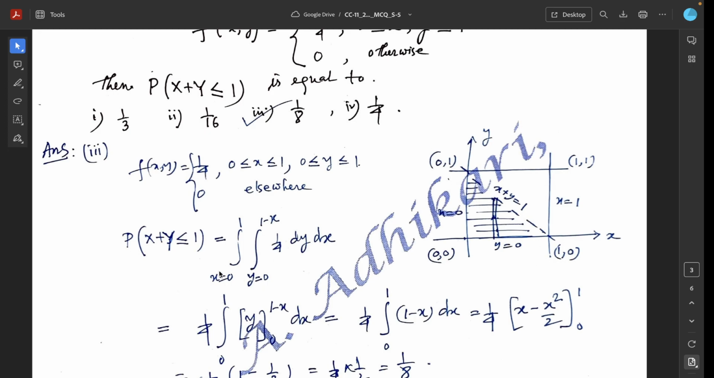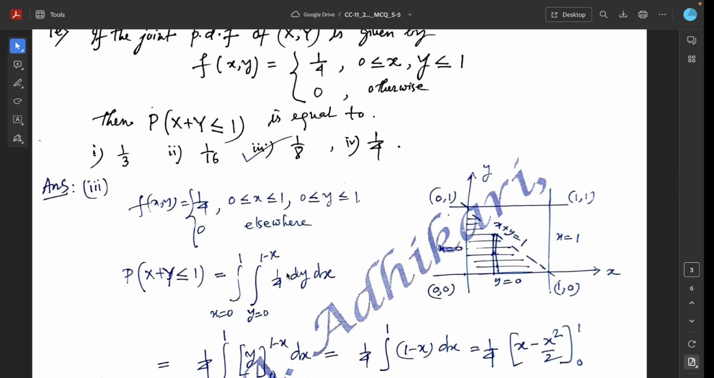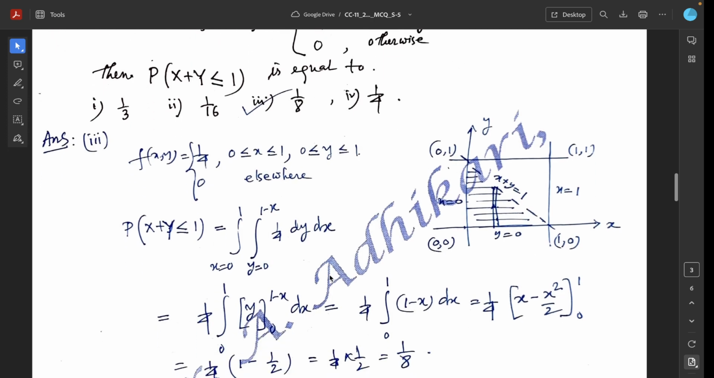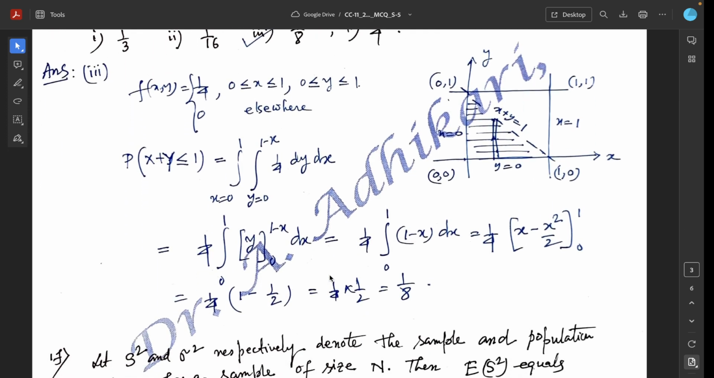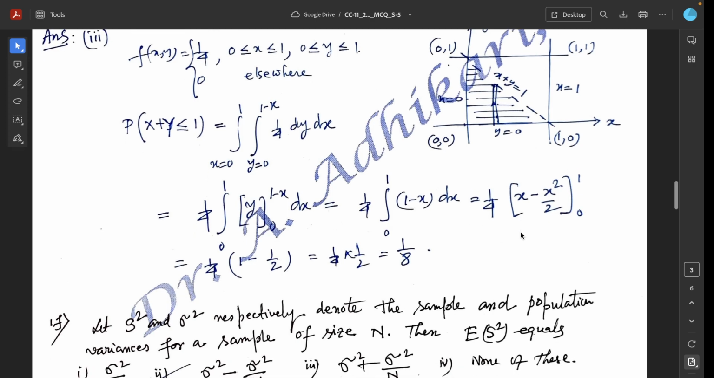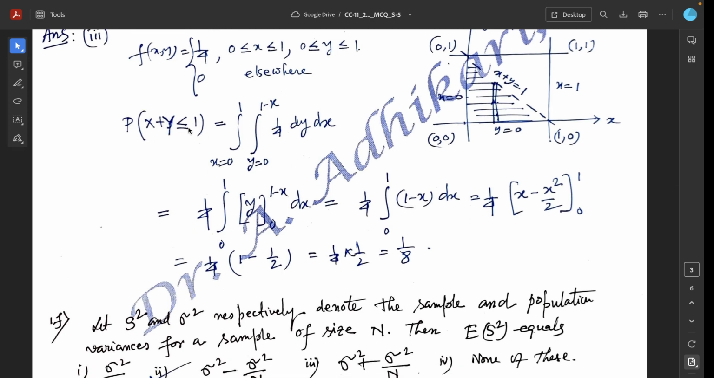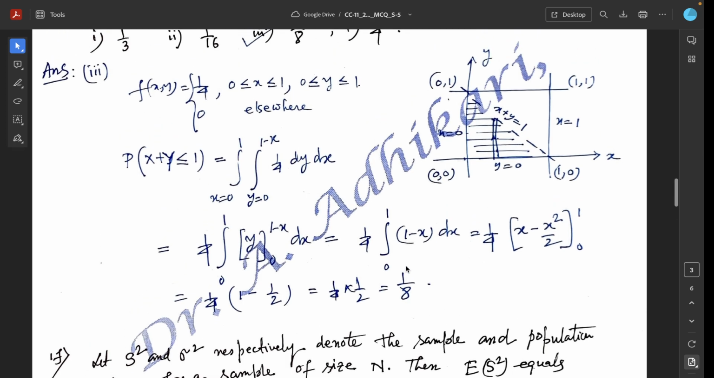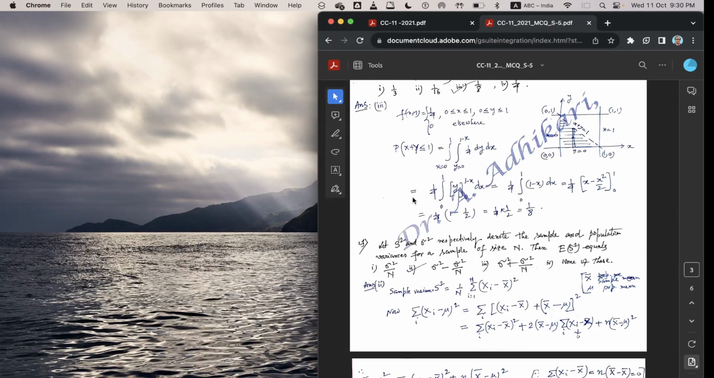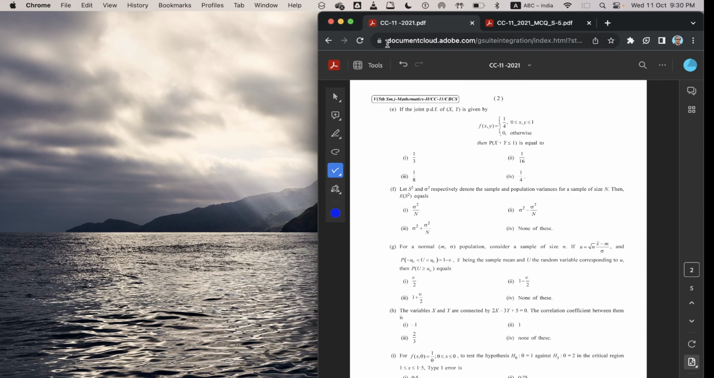So this is the double integration, x from 0 to 1, y from 0 to 1 − x, of 1/4 dy dx. After simplification, we get the probability of the event x + y ≤ 1 equal to 1/8. Option 3.